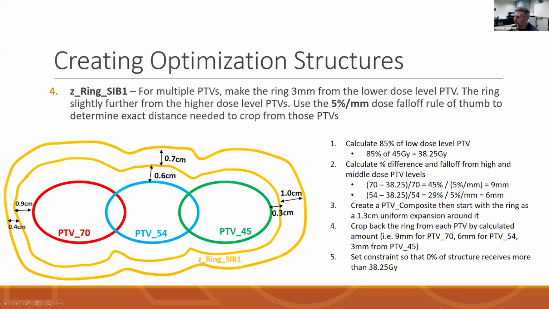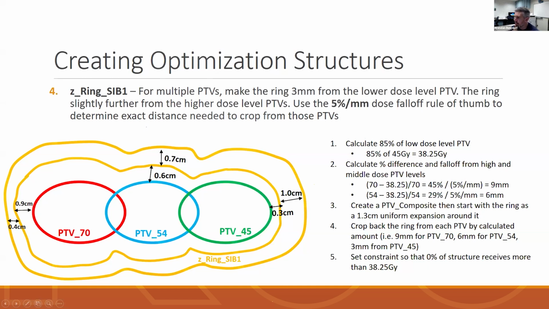85% of our lowest dose level PTV will be 85% of 45 gray, which is 38.25 gray. And then we have to calculate this percent difference and fall off from the higher and middle dose level PTVs. So 70 minus 38.25 divided by 70 is 45%. So for a 5% per millimeter fall off, this ring needs to be 9mm away from the PTV 70.